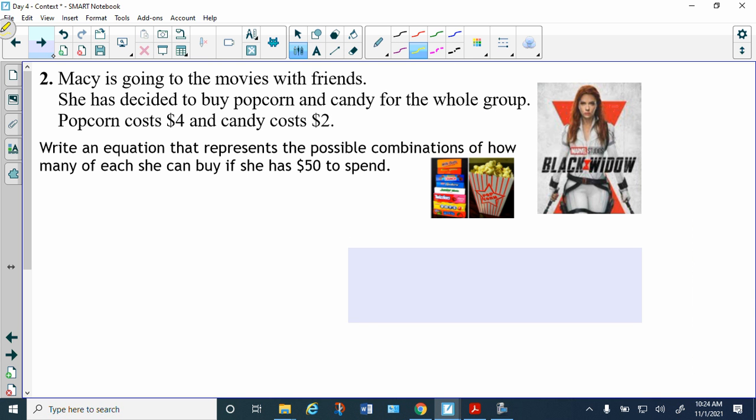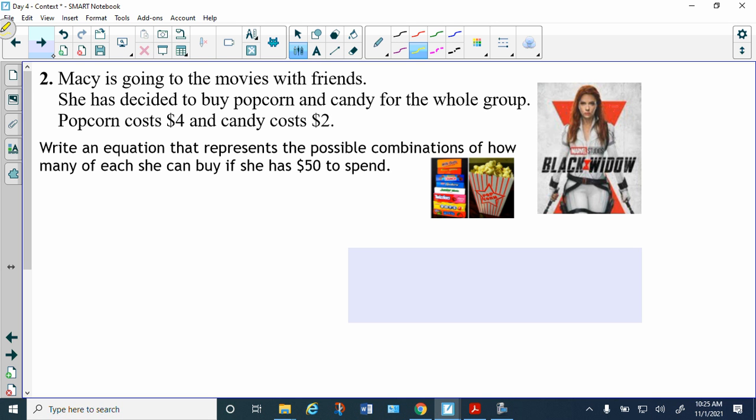All right, this next one, we've got Macy going to the movies with friends, and she's decided to buy popcorn and candy for the whole group. Popcorn costs $4 and candy costs $2. Write an equation that represents the possible combinations of how many she can buy if she has $50 to spend.